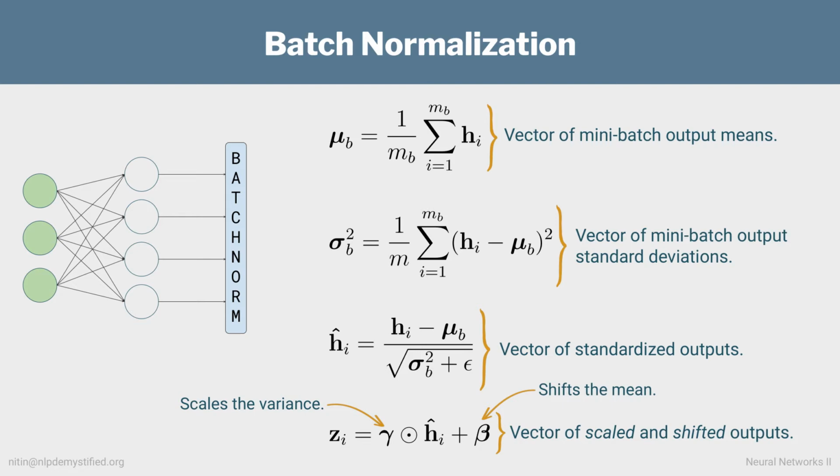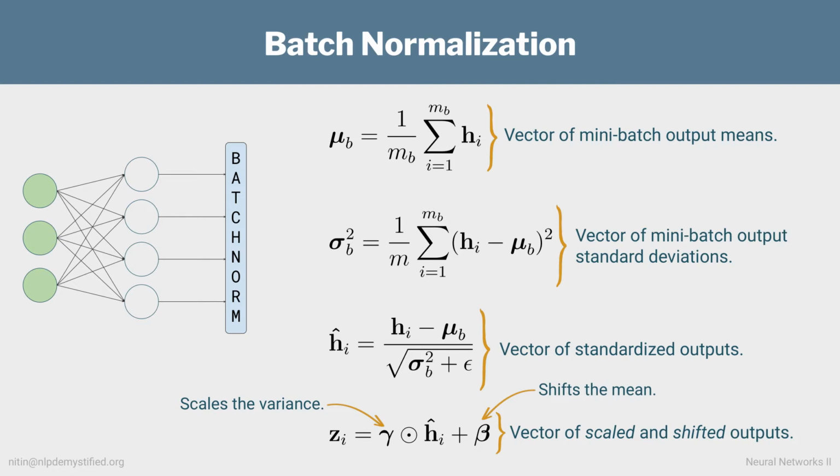Okay, so what's happening here is that we're taking a batch of layer outputs and using the means and standard deviations from that batch to standardize each output such that it has a mean of 0 and variance 1. We then have the network learn parameters to best scale the variance and shift the mean. You might be thinking, what's the point of that? Why standardize the output just to scale and shift it again?